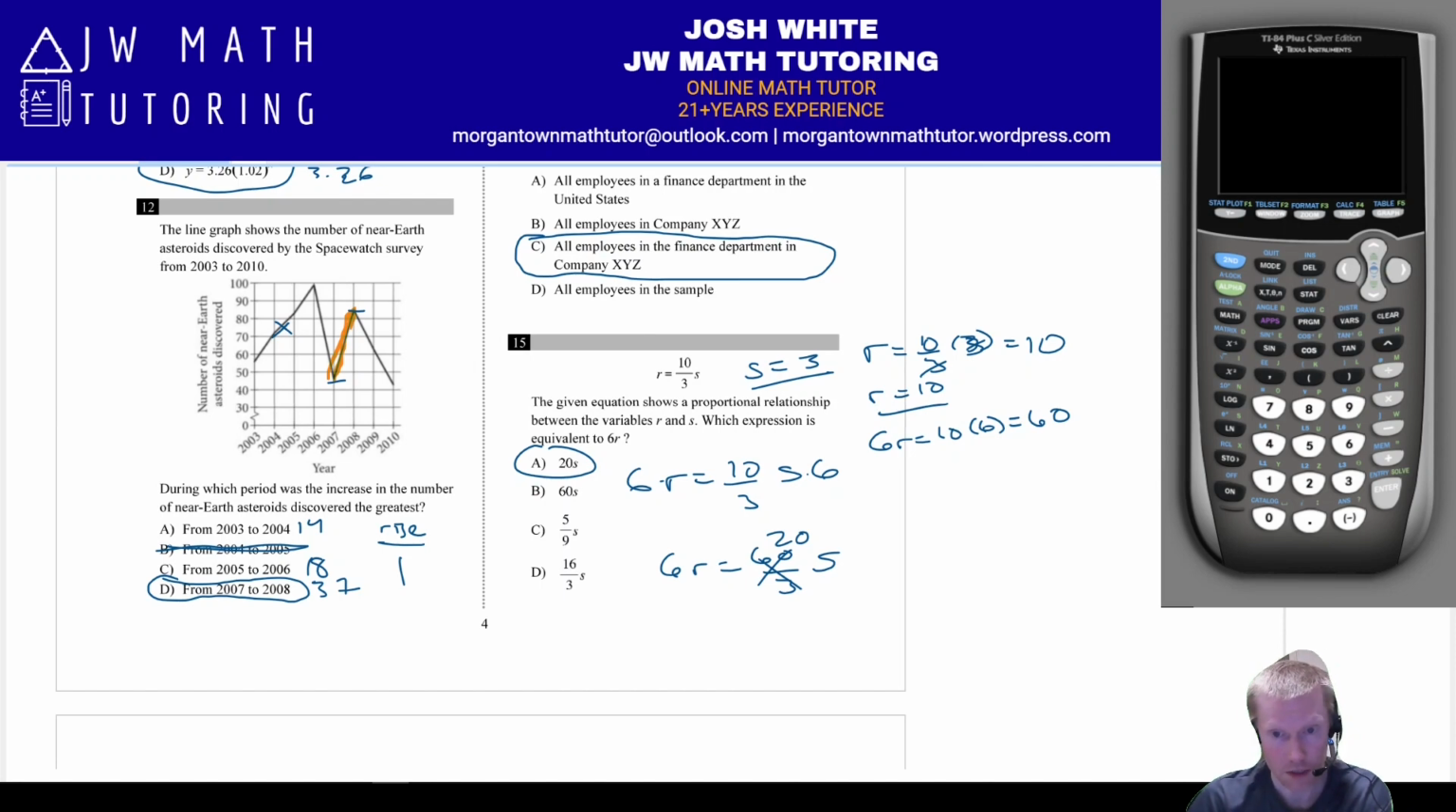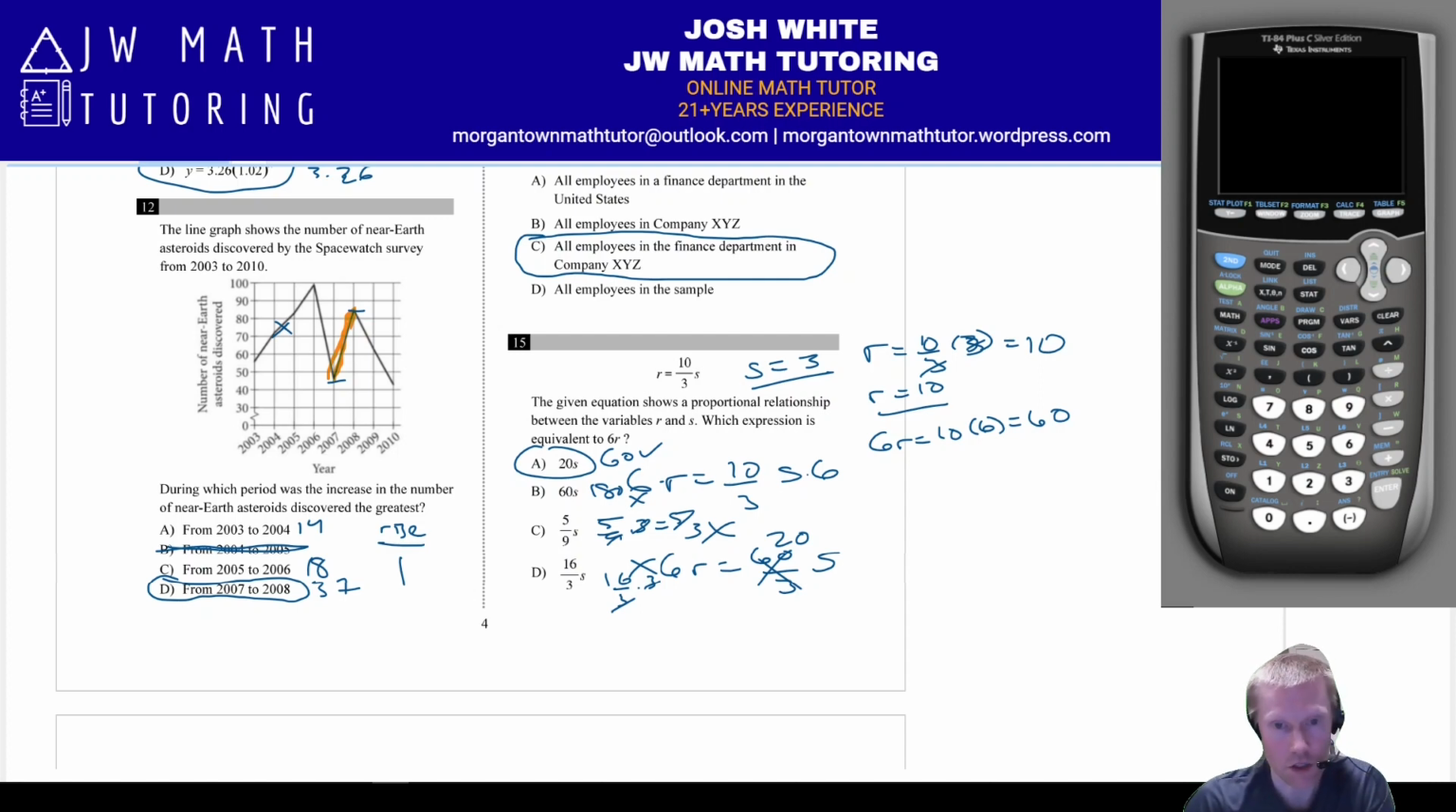Well, based on s being 3, 20 times 3 is 60. Okay, that checks. 60 times 3 is 180. No. 5 over 9 times 3, that's going to be some fraction, like 5/3. No. 16 over 3 times 3, well, the 3's cancel, but you get 16. No. So that just confirms the correct answer is letter A.